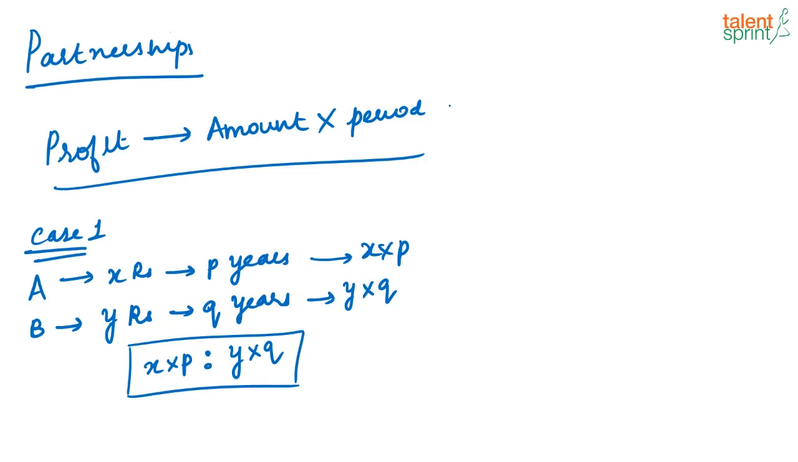So in that case, the profit between these 2 people at the end of a certain period will be shared in the ratio X into P is to Y into Q. That is the product of the amount that they have invested into the period for which they have invested.